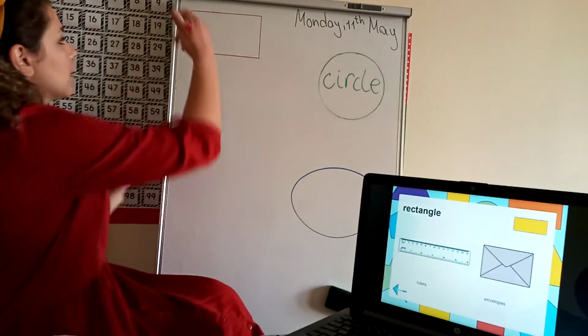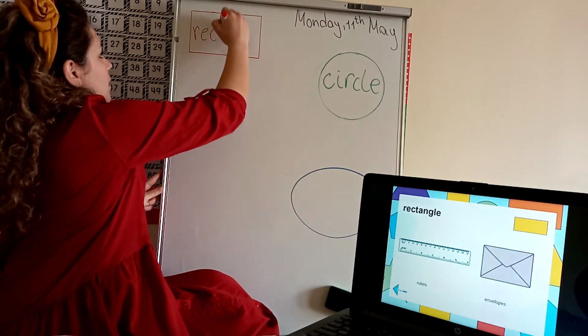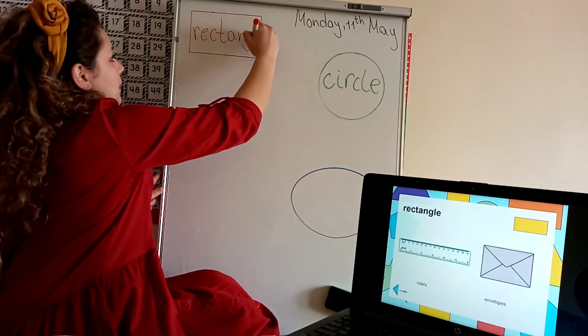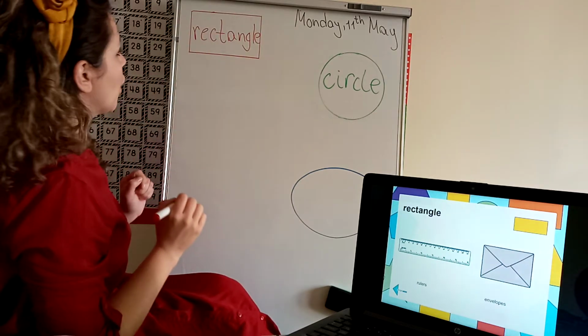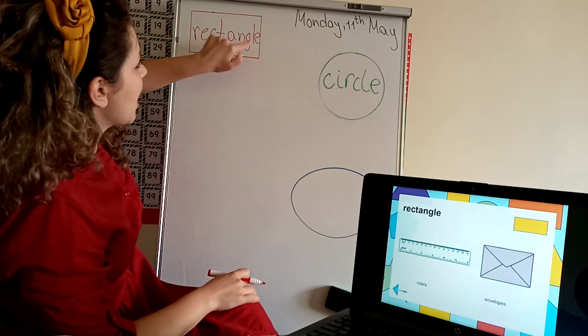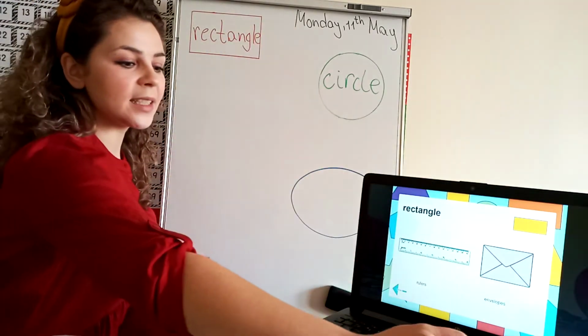Now rectangle, we write like this. R, E, K, T, E, N, G, L. Rectangle. R-E-C-T-A-N-G-L-E. Rectangle. Okay. Let's see what's next.